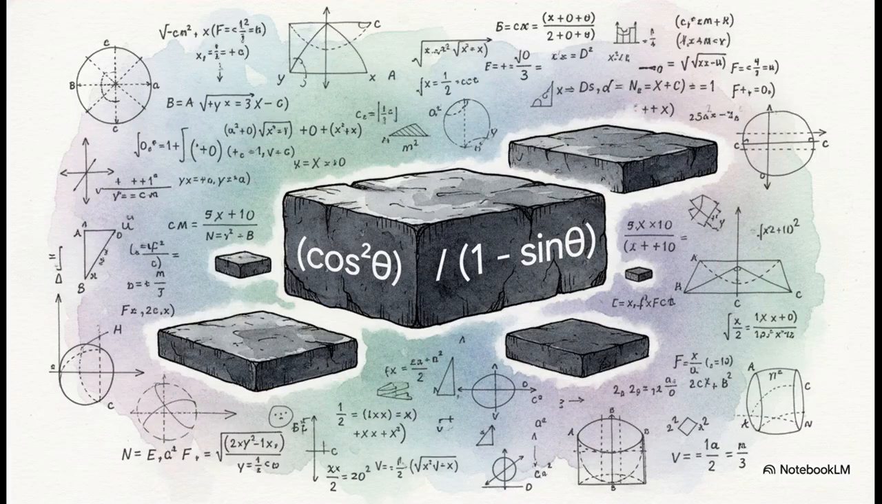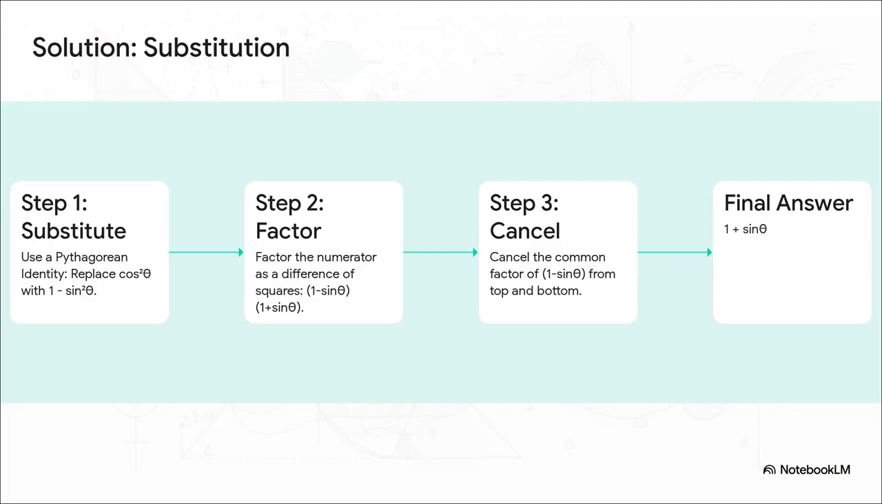Okay, let's level up. Here we have a fraction, cosine squared theta divided by 1 minus sine theta. Now this one is going to make us use a few more steps from our playbook. All right, let's run the playbook. Right away, you should see that squared function. That is a huge flashing sign for step 3, Pythagorean identities.